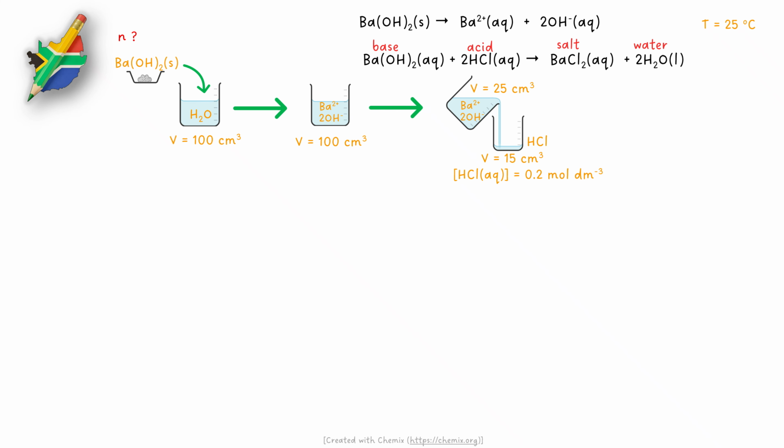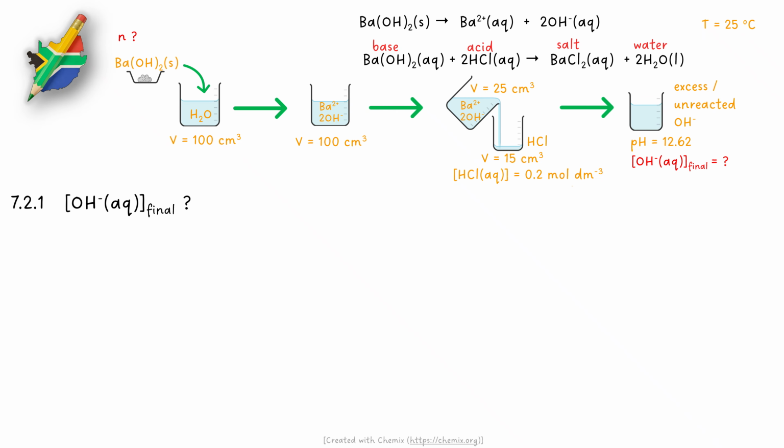We are told that this is the reaction equation for the base and acid reacting, and we know this is a neutralization reaction and that a salt and water are produced. When these two solutions have reacted, the pH of the resulting solution is 12.62. Since the pH is basic, we can deduce that there are some unreacted hydroxide ions from the base in the solution. The first question asks us to calculate the concentration of hydroxide ions in the final solution.